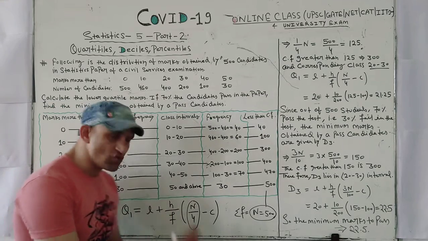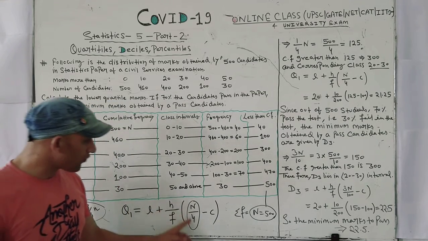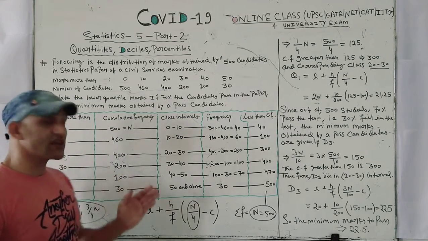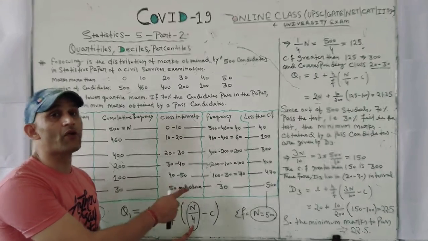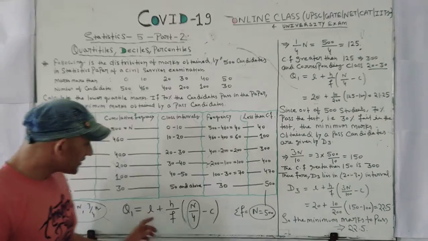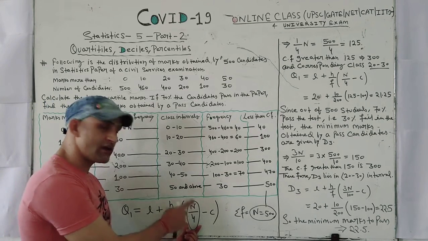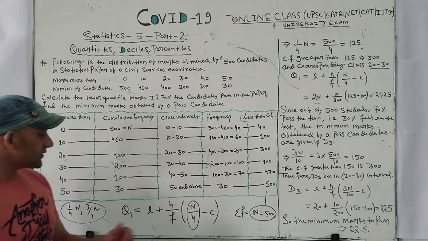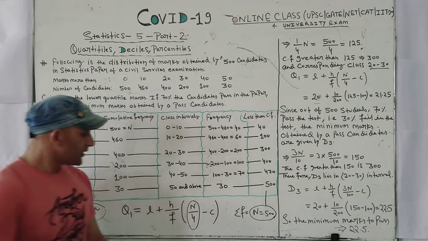If he is asking Q1, then you will write 1 upon 4 n. If he is asking Q3, then you will write 3 upon 4 n. If he is asking a decile, suppose the third decile, then 3 upon 10 n. If he is asking the seventh decile, then you will write 7 upon 10 n. Same formula.